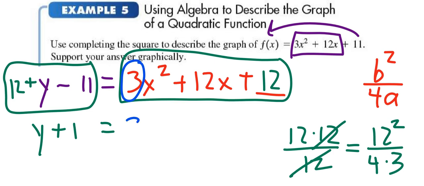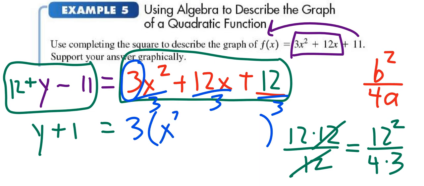So if I pull the 3 out, what am I left with? Remember, we said that factoring is nothing more than dividing. So tell me what we get when we factor out the 3. X squared plus how many x's? 4 x's plus how much? Okay.